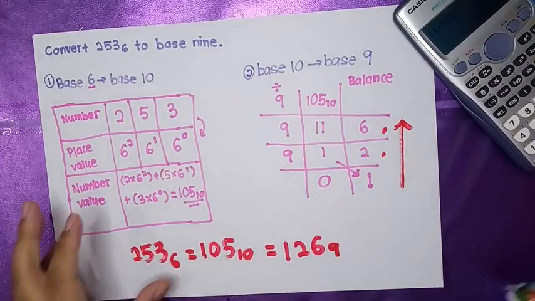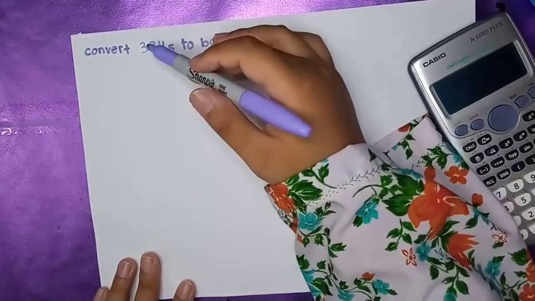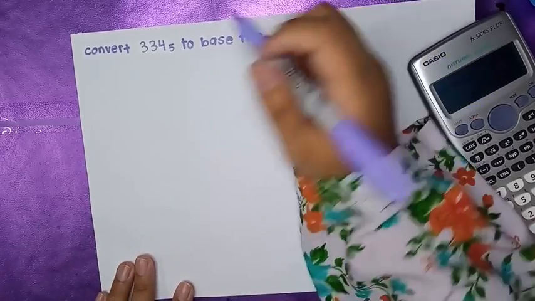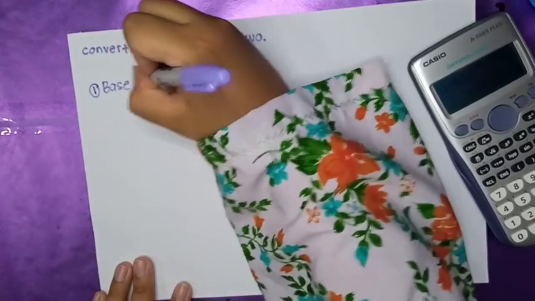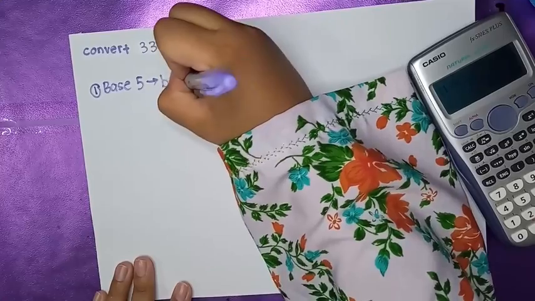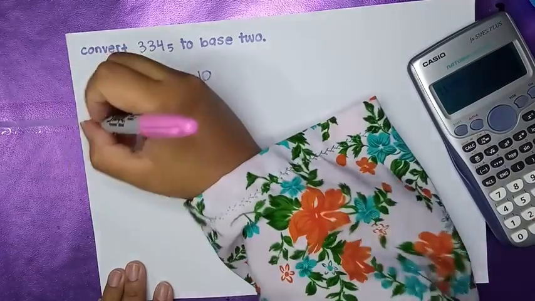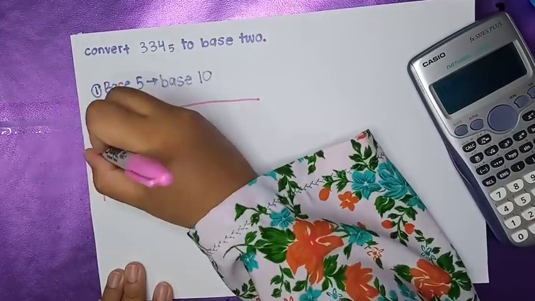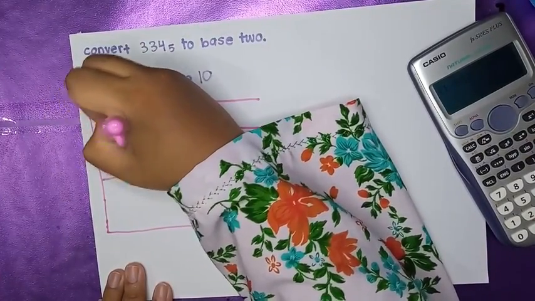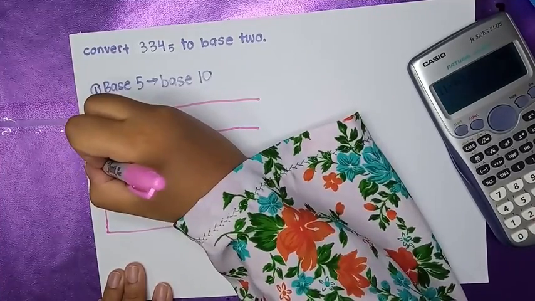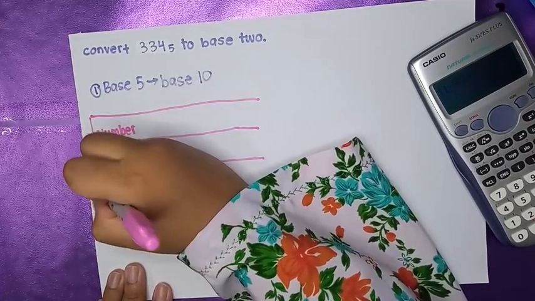Now for the second example. We have to convert 334 base 5 to base 2. First, we're going to convert base 5 to base 10. How are we going to convert this? First, we're going to draw a table. This is number. This is place value. This is number value.